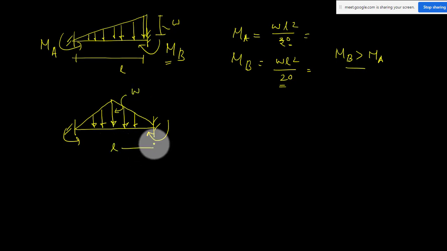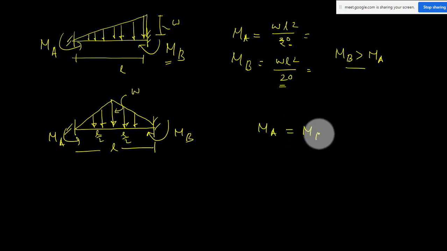Suppose this is your beam, it is held at both ends. So what is the moment? MA and MB will both be equal in this case because it is symmetric loading. So MA equals MB, which is equal to 5 by 96 WL square. It is a result. We can also solve it, but I will not discuss it, no time.